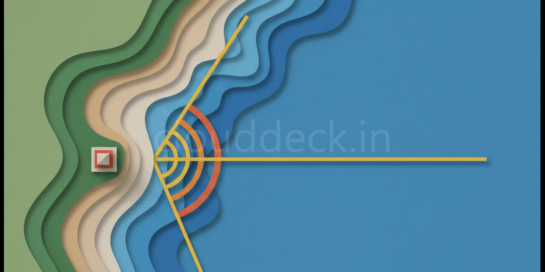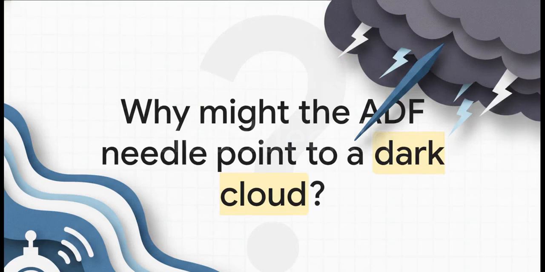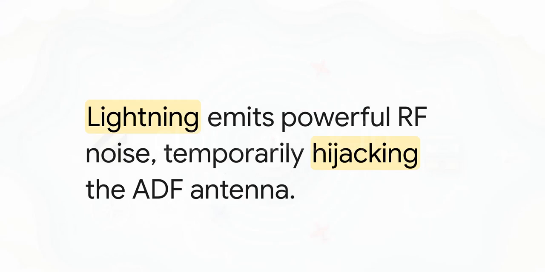Question 3. Why might your ADF needle suddenly swing violently away from the tuned NDB and point directly toward a dark cumulonimbus cloud? NDB signals are super vulnerable to environmental noise, and the DGCA frequently tests your knowledge of what we call the thunderstorm effect. It's lightning. The answer is lightning.